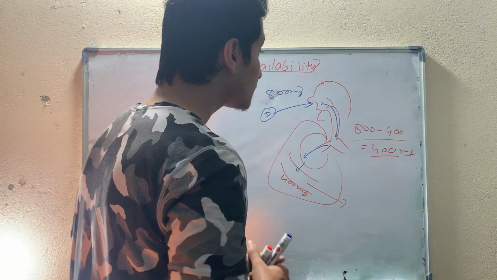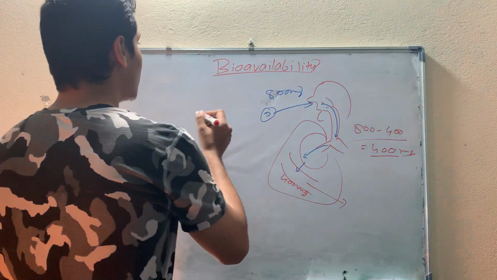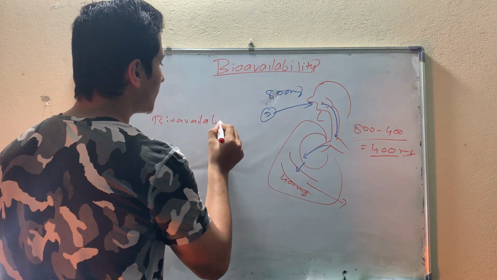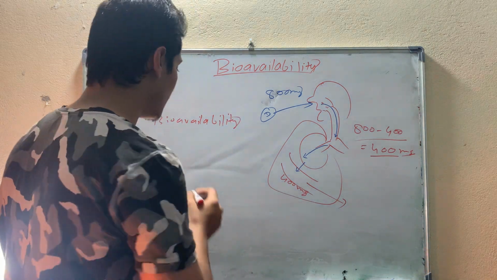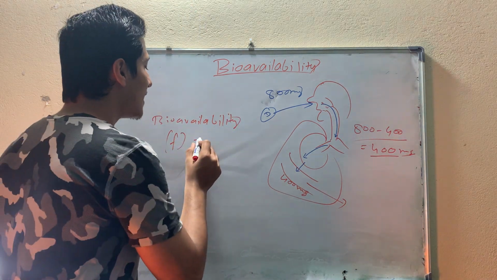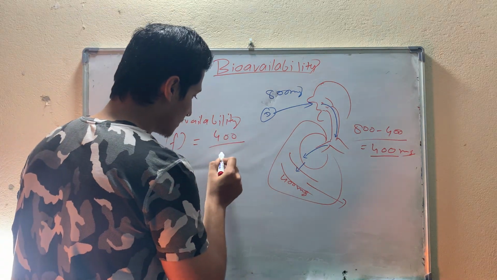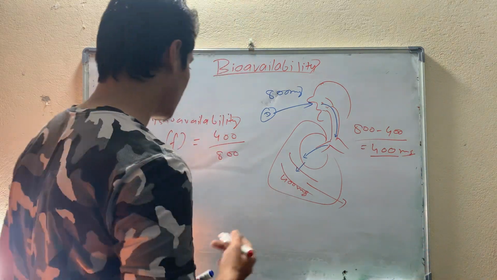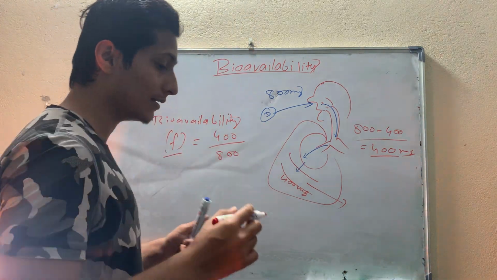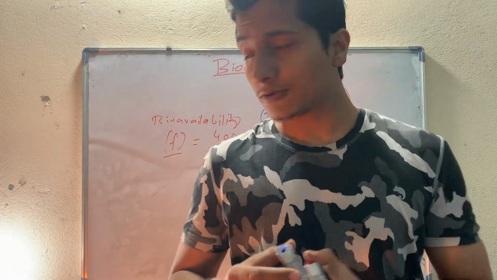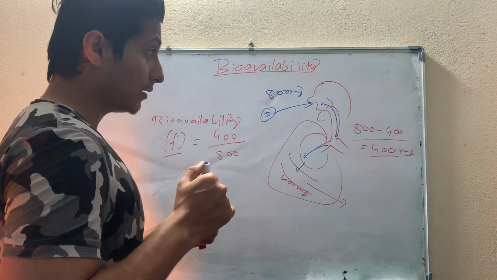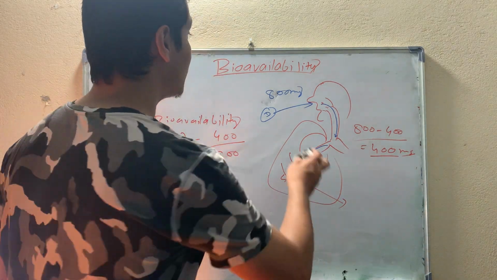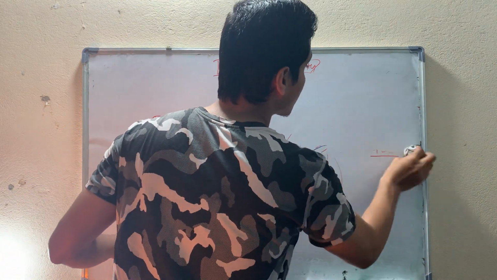Okay, so to define bioavailability, it is denoted by F. It is the fraction of the drug that we administer which goes into the systemic circulation. So since it's a fraction, it's denoted by the letter F, right? So now there is a way to determine the bioavailability of a drug. Let's talk about the experimental method, right?